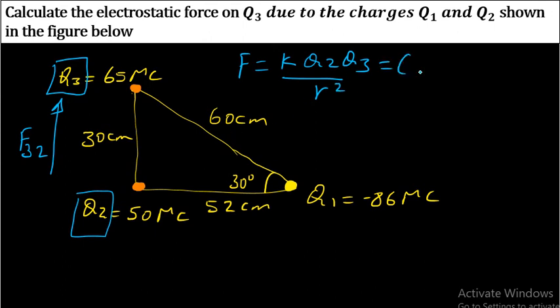So the K constant is 9 multiplied by 10 to the power of 9. The unit, let us keep it as it is, because the space is not enough this time to write the unit. So let's write it.